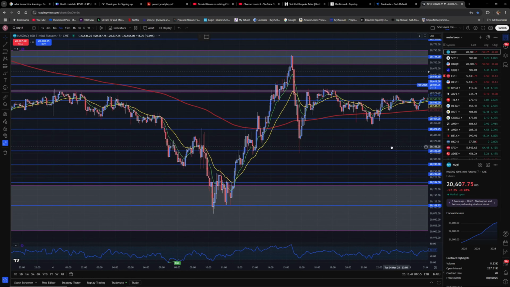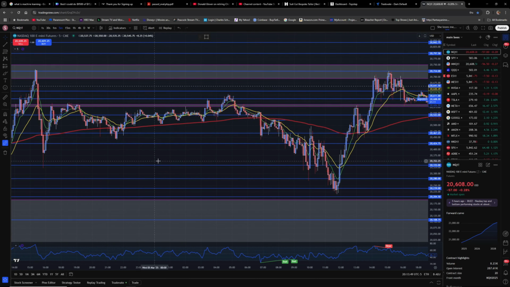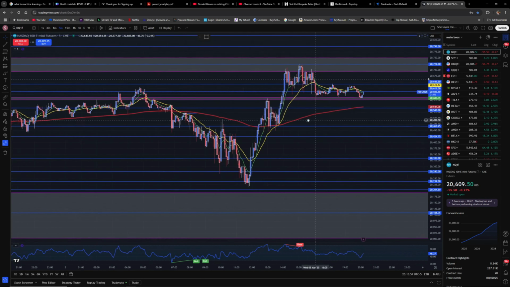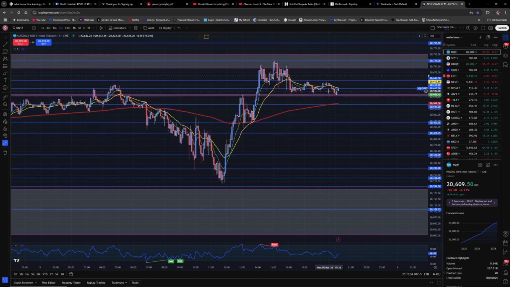Wednesday hasn't allowed us to do so until 2 o'clock in the afternoon. We finally hit that high. We're gonna hit that high. Guess what happens after we hit that high? We fall right back down to this zone here.